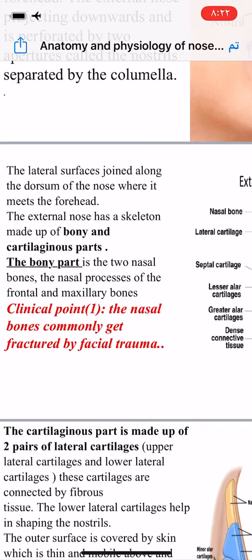The external nose has a skeleton made up of bony and cartilaginous parts. The bony part is composed of two nasal bones, the nasal process of frontal and maxillary bones. Clinically, the nasal bone commonly gets fractured by facial trauma.